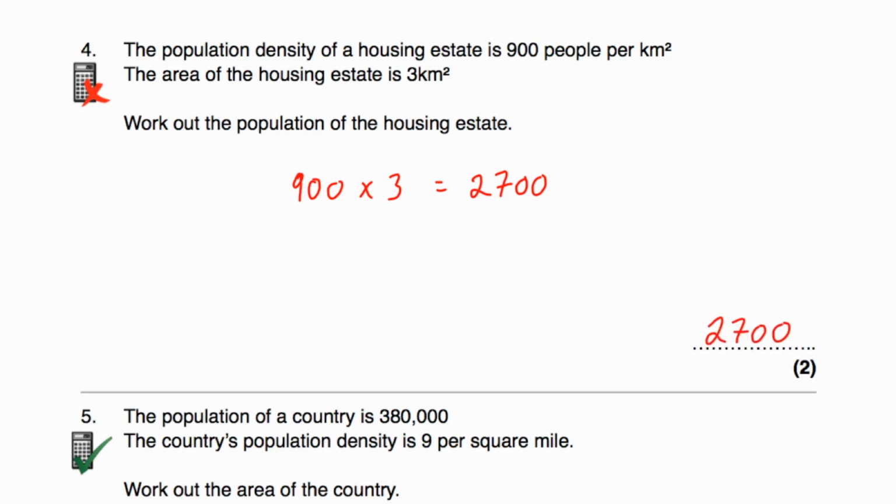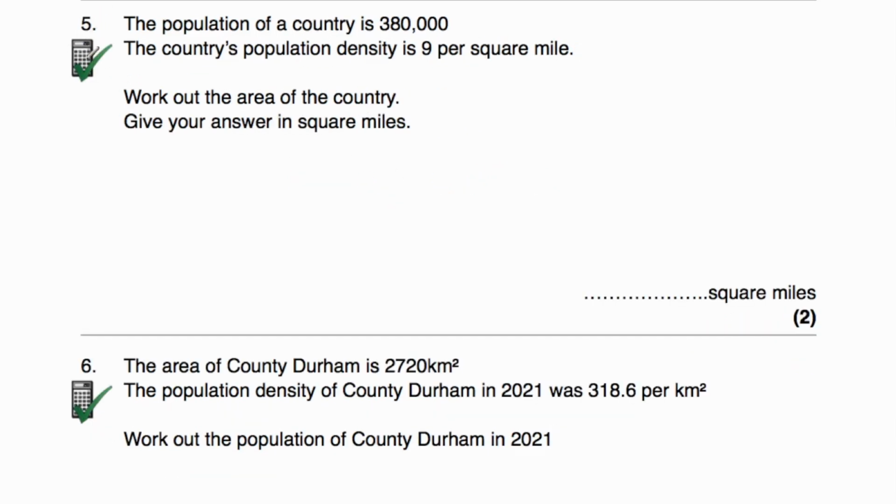Okay, question number 5. Question number 5 says the population of a country is 380,000 people, and the country's population density is 9 people per square mile.